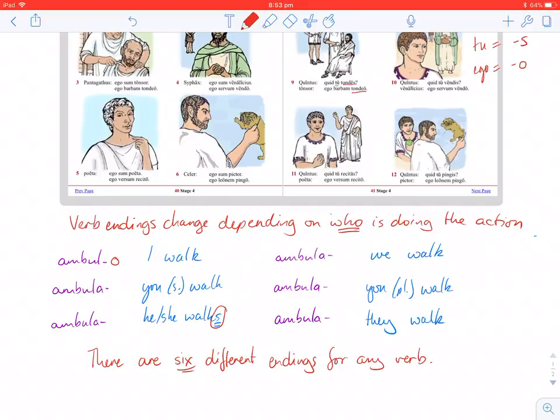If it's you, it's S. For he or she, we use T. That's like all the verbs we've seen up until now. Then we've got mus, which means we, tis, which means you plural, and nt, which means they. Notice that there's a difference between you singular, i.e. if you're saying you to one person, and you plural, if you're saying you to more than one person. In English, we use the same word for this, but in Latin, there's two different endings. So let's look at those endings again and learn how to say them.